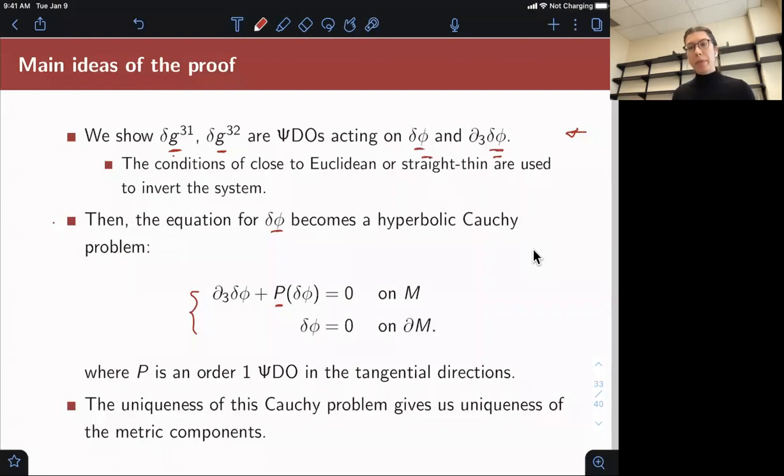All right, so then uniqueness to this Cauchy problem is what gives us uniqueness of the metric components. Uniqueness of the Cauchy problem tells me that the conformal factors are unique. And once I know that, since I've written the other two functions as pseudo-differential operators acting on this difference, which is now 0, then those indeed are also going to be 0. So in this way, uniqueness for this Cauchy problem is what allows us to determine these remaining metric components.